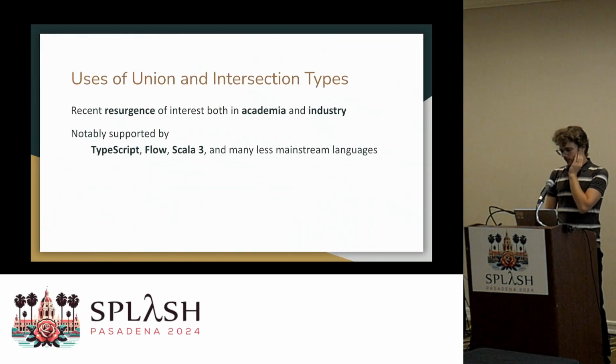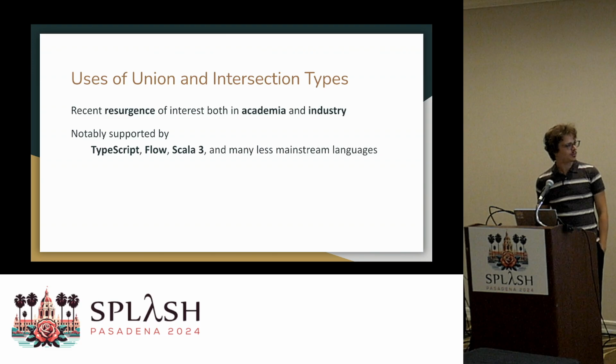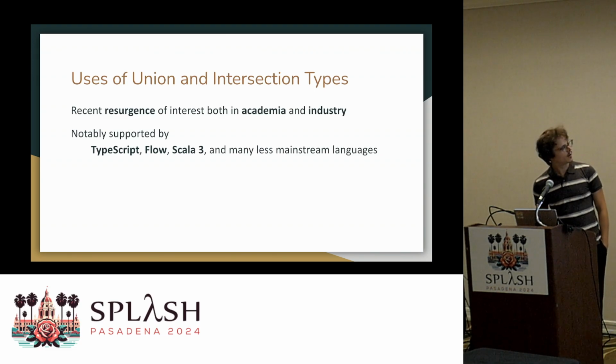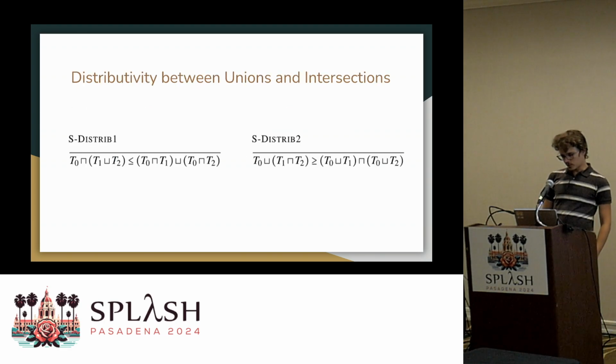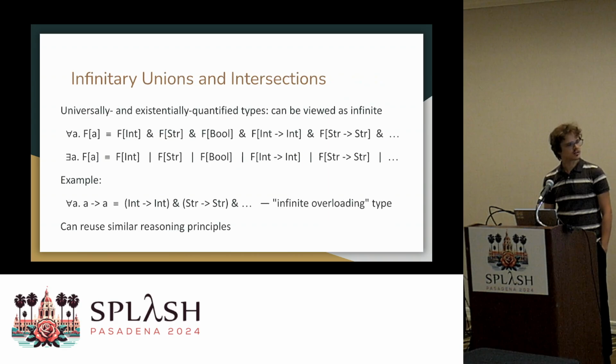So there's been a recent resurgence of interest in both academia and industry for these types, right? Intersections and unions, which is why most of you have already heard of them. Moreover, most type systems with intersections and unions distribute one into the other, right? So this is not actually problematic, but just as a side note.